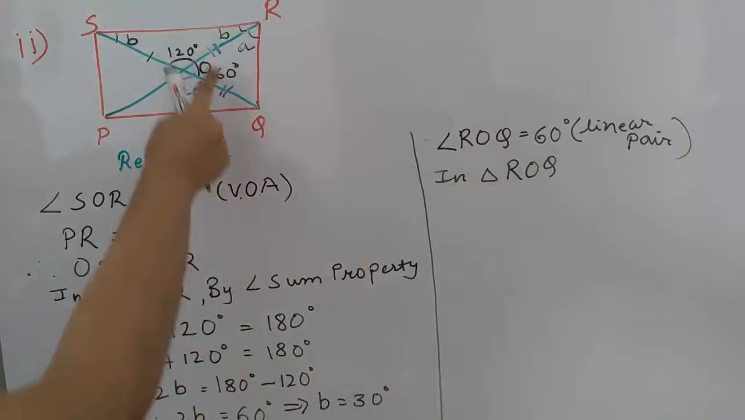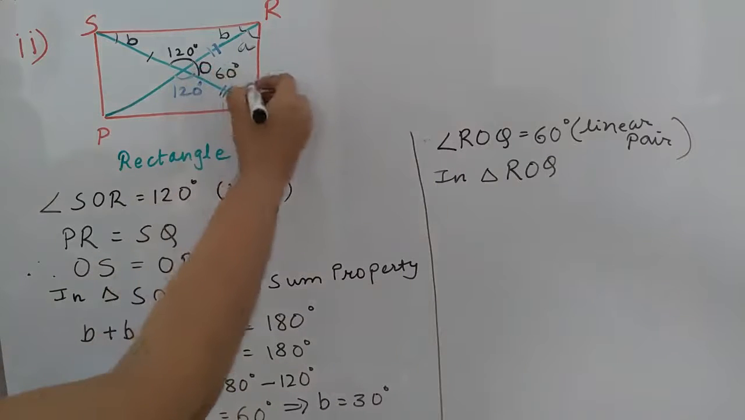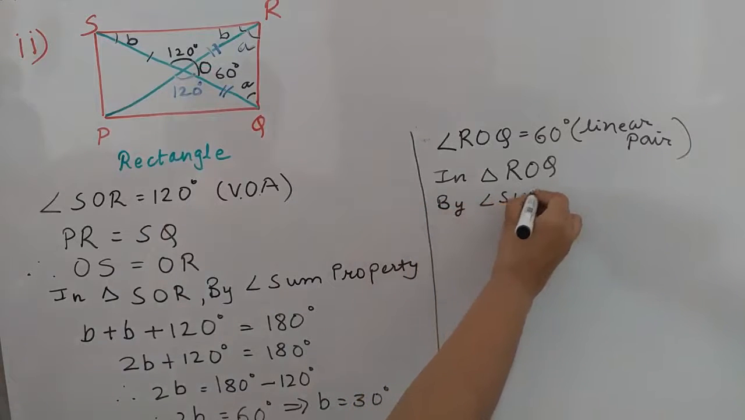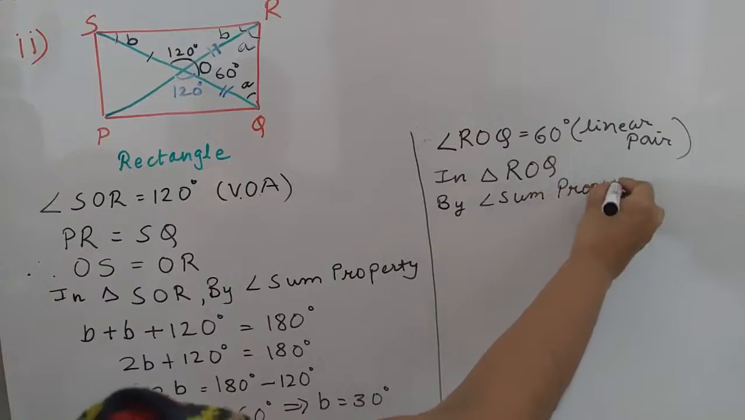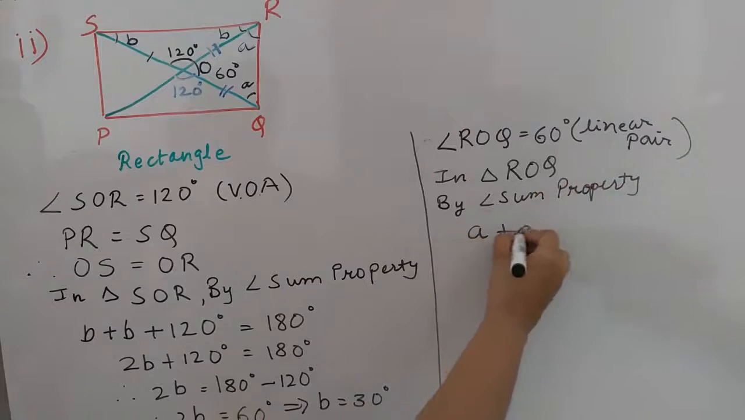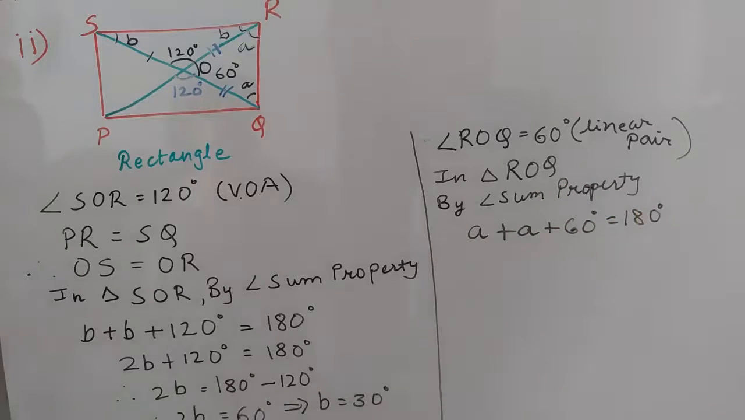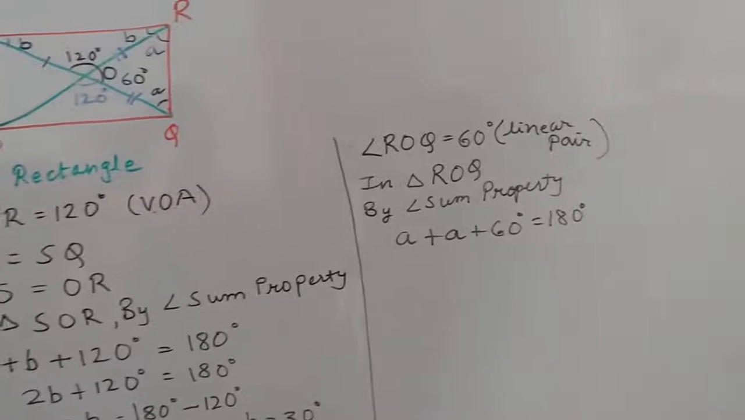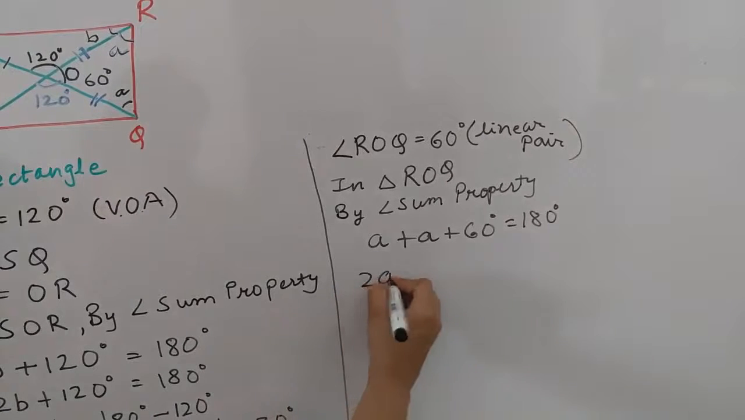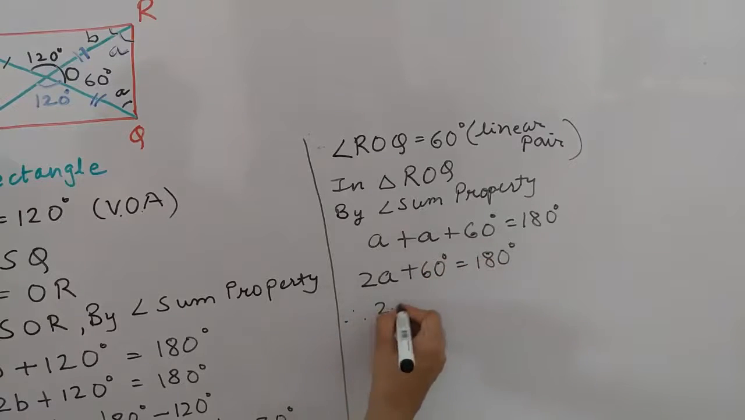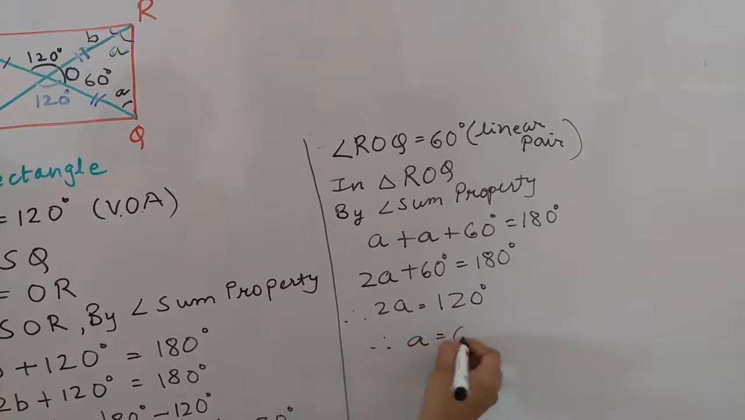So if these two are equal, here we can write this is A, this is also A. By angle sum property, A plus A plus 60 degrees is equal to 180 degrees. So what is A plus A? It becomes 2A plus 60 degrees is equal to 180 degrees. So 2A is equal to 180 minus 60, which becomes 120 degrees. So A is equal to 60 degrees.